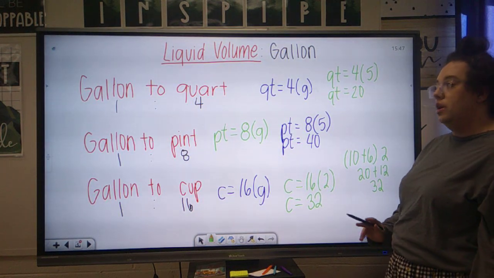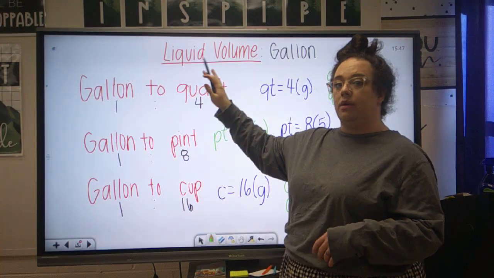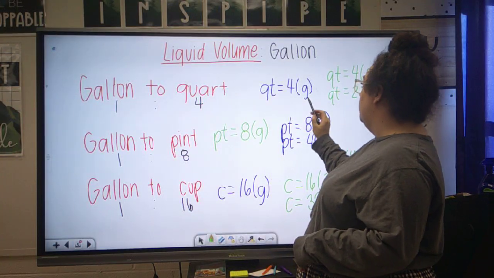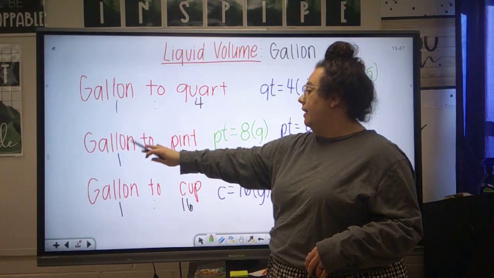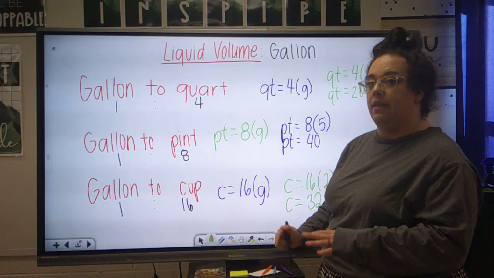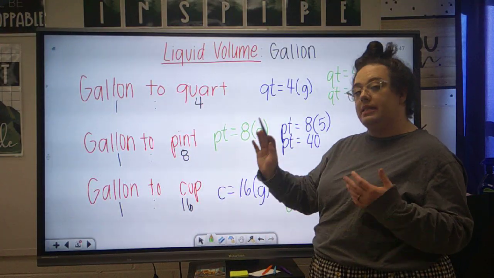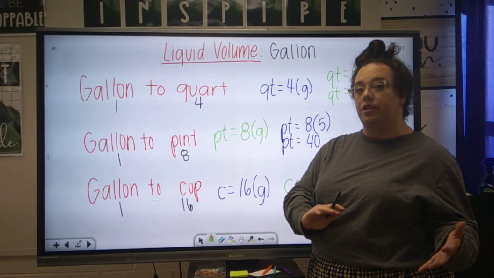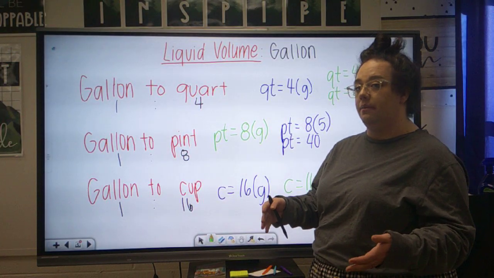Okay? So again, to go from gallons to quarts, it's a 1:4 ratio, so I would multiply the number of gallons by 4. Gallons to pints is a 1:8 ratio, which means I would multiply the number of gallons by 8. And gallons to cups is a 1:16 ratio, which means I'm going to multiply the number of gallons by 16.